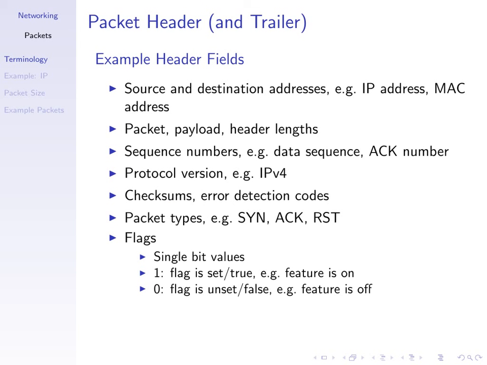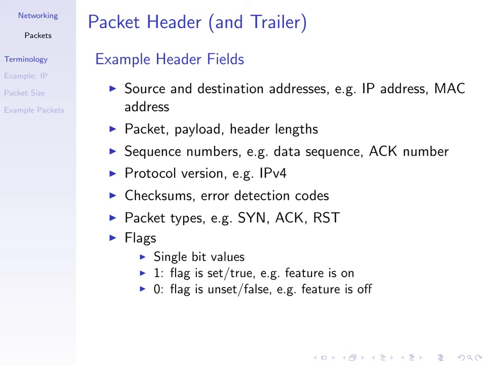So what's in a header or a trailer? Some examples: addresses. Who sent the packet? Who are they sending the packet to? So IP addresses, MAC addresses. The length of the packet, or the length of the payload or the header. In the case we have different length headers possible, we may need to specify how long it is. Sequence numbers, ACK numbers, the version of the protocol being used, checksums, error detection codes.